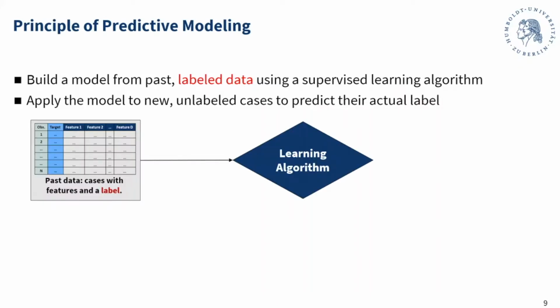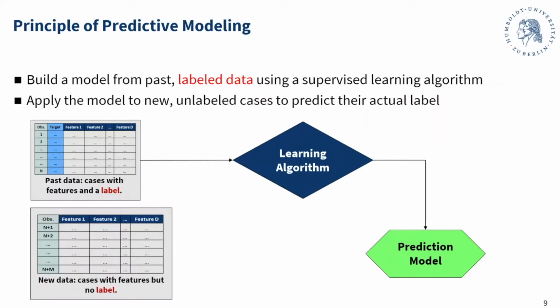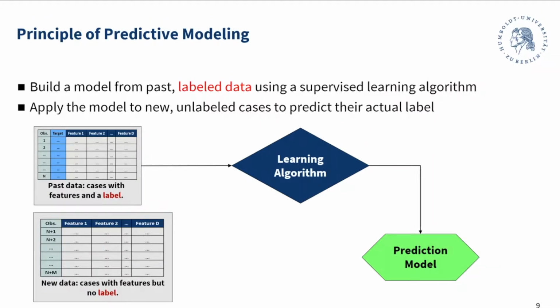The algorithms for predictive learning are called supervised algorithms in machine learning. We can throw them on our labeled data set, and they produce a prediction model. A vehicle that we can apply. Specifically, our model can be applied to data where we don't know the target, to unlabeled data.